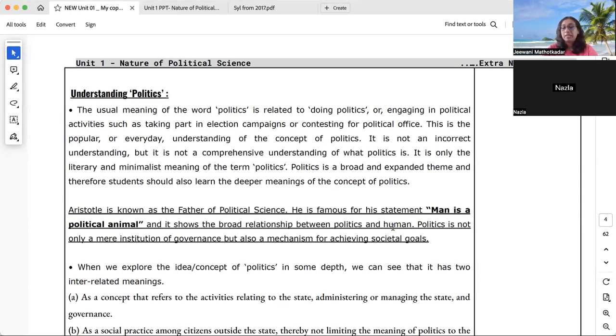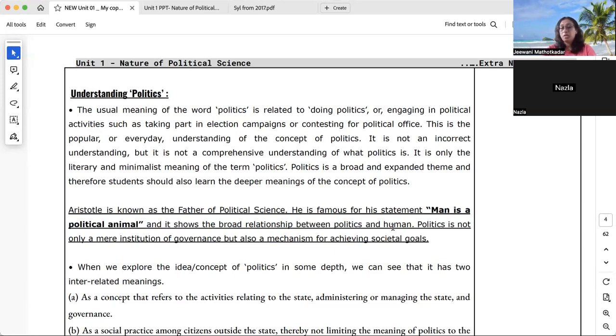It is not an incorrect understanding, it is a correct understanding, but it doesn't cover every area of politics. It is not a comprehensive understanding of politics. It is only the literal and minimalistic meaning of the term politics. Politics is a broad and expanded theme, and therefore students should also learn deeper meanings of the concept of politics.